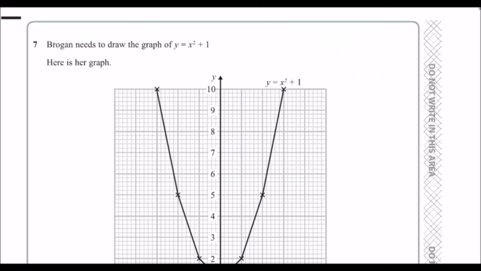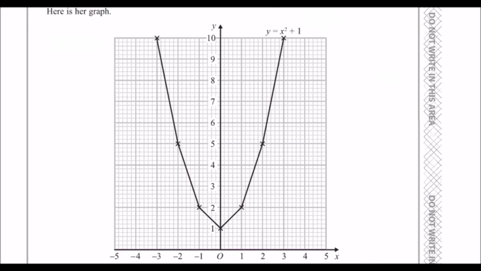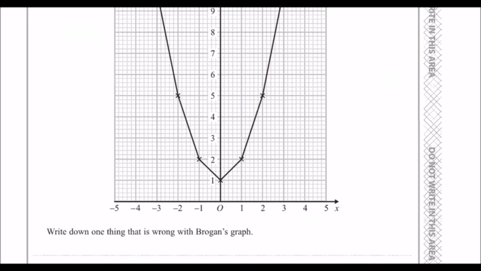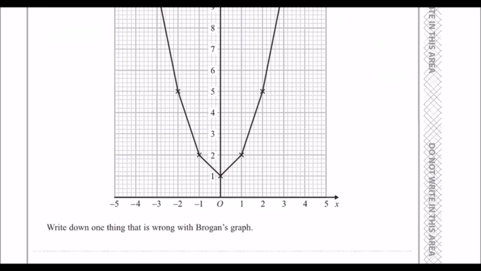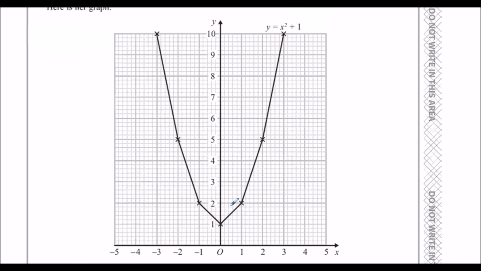Question 7. Brogan needs to draw the graph of y equals x squared plus 1. Here is her graph. So she's drawn the graph. The question is, write down one thing wrong with Brogan's graph. The problem is she's used straight lines when she should have drawn a curve.